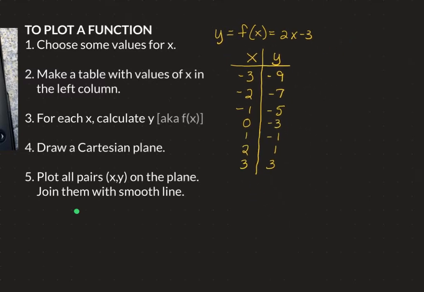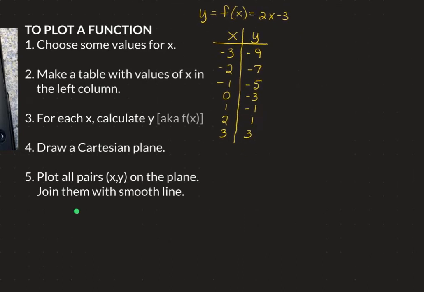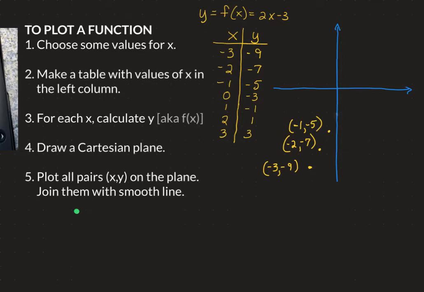So I will make some room to graph this. There is the point -3, -9. We can also plot -2, -7. We can plot -1, -5. We can go ahead and plot 0, -3. Let me make sure I have that one on there. 1, -1. And continue to 2, 1, and 3, 3. And then connect the dots.